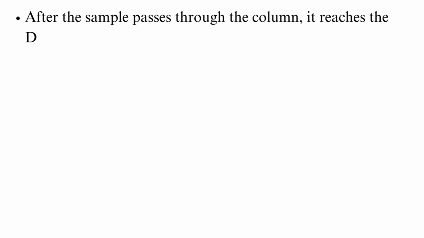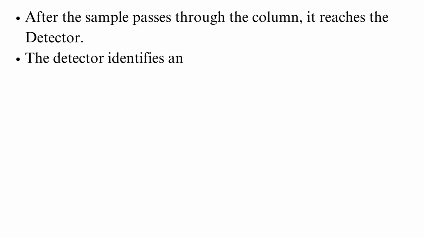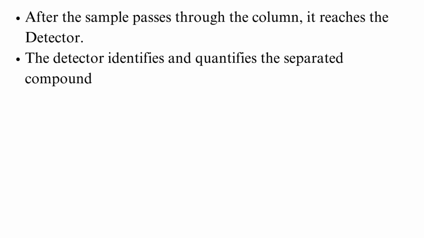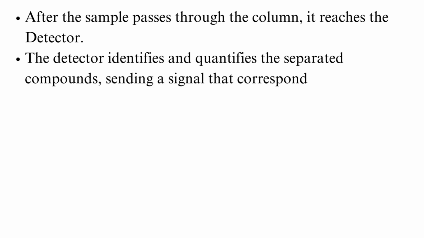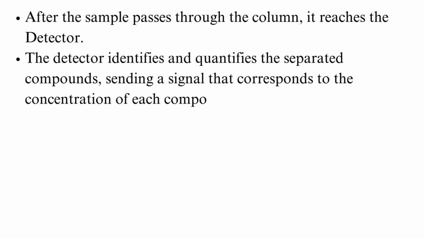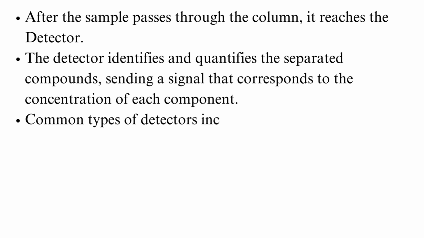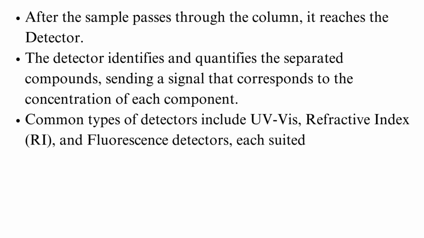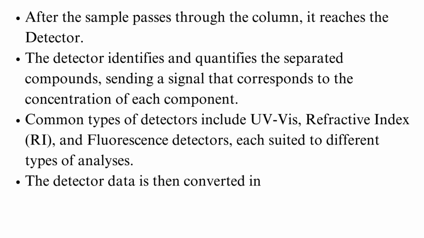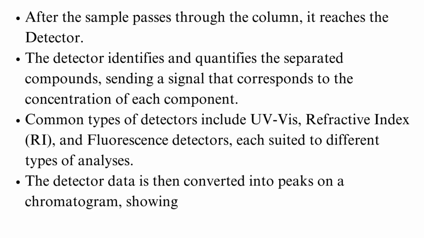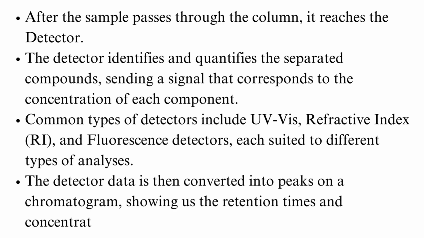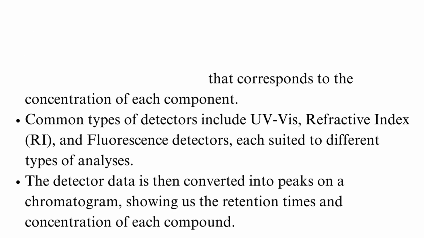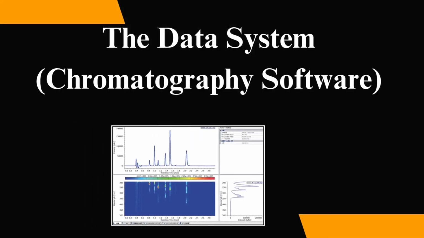The detector. After the sample passes through the column, it reaches the detector. The detector identifies and quantifies the separated compounds, sending a signal that corresponds to the concentration of each component. Common types of detectors include UV-vis, refractive index (RI), and fluorescence detectors, each suited to different types of analyses. The detector data is then converted into peaks on a chromatogram, showing us the retention times and concentration of each compound.